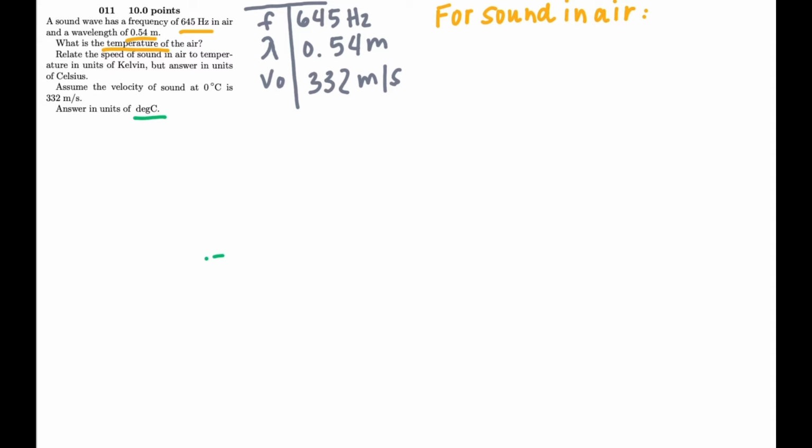So it tells us that we're going to get our answer in units of Kelvin, but we need to convert it. Our final answer needs to be in Celsius, right? So this is the equation we're going to be using. The equation for sound in air is final velocity equals initial velocity times the square root of the temperature over 273.15.